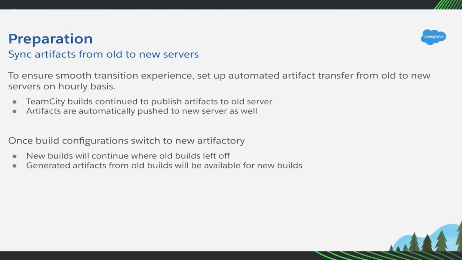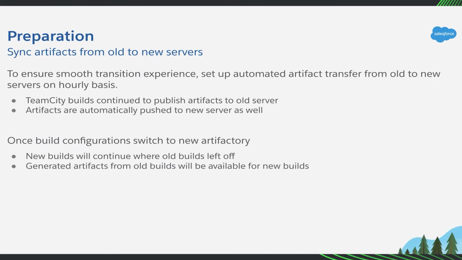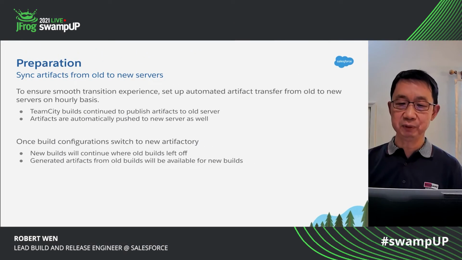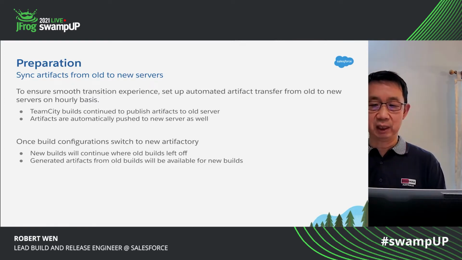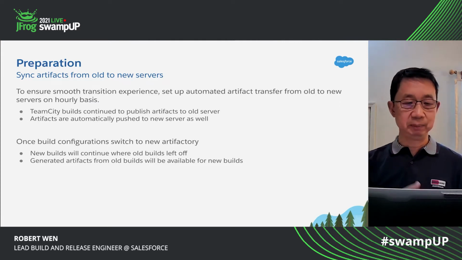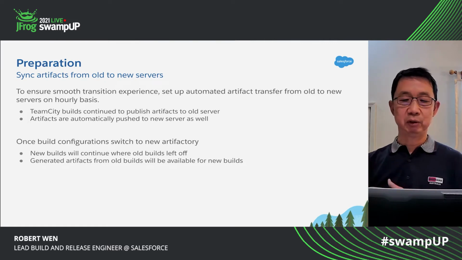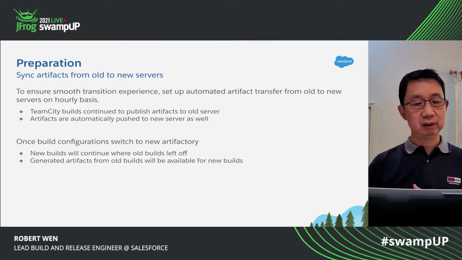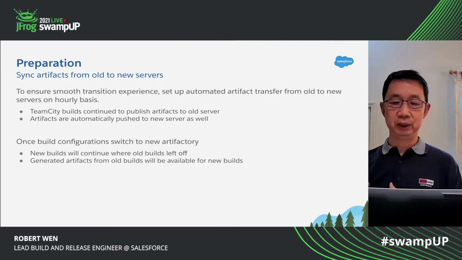Previously we went over some of the changes required. There are several things we need to set up for the preparation. First, we want to make sure that this transition experience is smooth. To achieve that, we set up automated artifact transfer from the old to the new server on an hourly basis. TeamCity builds continue to publish to the old Artifactory server. Meanwhile, artifacts from the old server are automatically pushed to the new server.